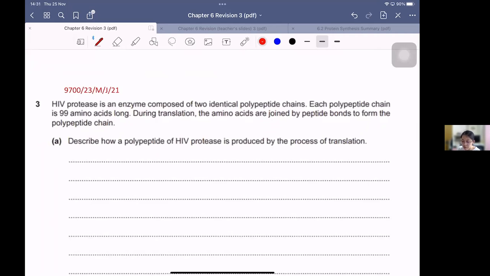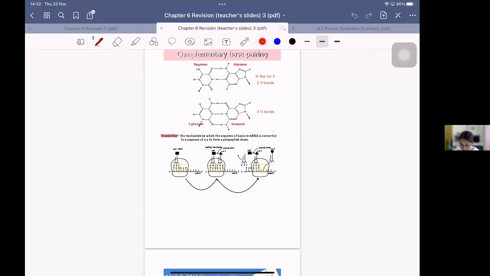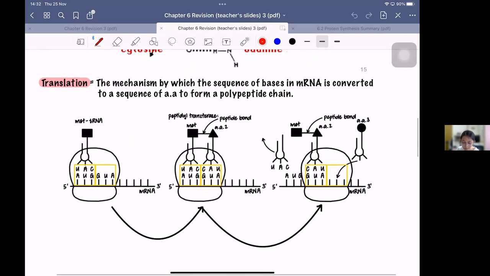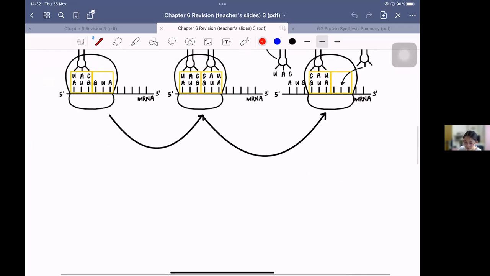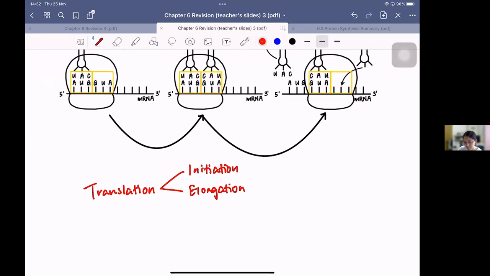This question is actually about translation. So I'm going to do a little recap about translation. Let's look at the diagram over here. Translation is the mechanism by which the sequence of bases in mRNA is converted to a sequence of amino acids to form a polypeptide chain. As we know, translation has 3 stages: we have the initiation, we have elongation, and we also have termination.